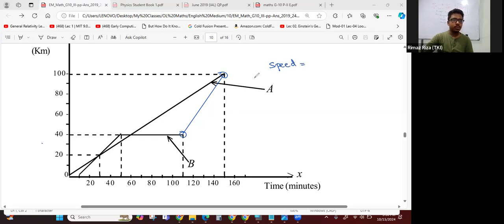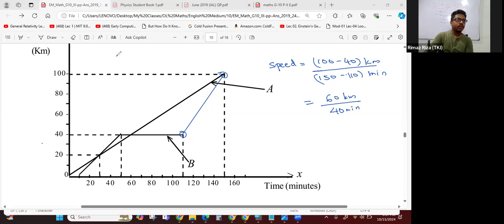Speed is equal to the vertical height, which is 100 minus 40 kilometers, and the time is 150 minus 110 minutes. So 100 minus 40 is 60 kilometers, divided by 150 minus 110, which is 40 minutes. So 40 minutes you have to write in hours.